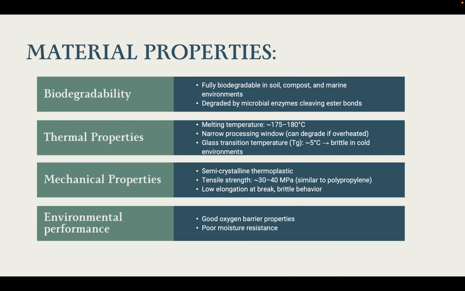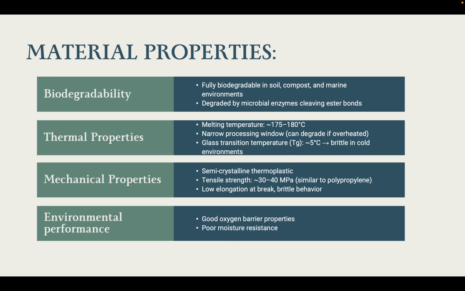Now let's take a closer look at the material properties of PHB. PHB is a semicrystalline thermoplastic with a relatively high degree of crystallinity, typically around 70 to 80%, as I mentioned on the previous slide. This contributes to brittleness and a rigid mechanical behavior, making it similar in strength to some conventional plastics like polypropylene. In terms of mechanical strength, PHB has a tensile strength of about 30 to 40 megapascals, which puts it in the same range as polypropylene. However, it has a low elongation at break, meaning it doesn't stretch much before it breaks. This makes it a little bit brittle, as I mentioned before.